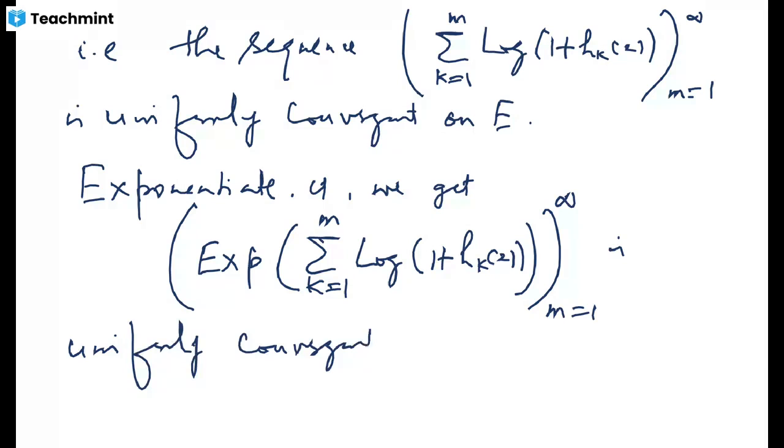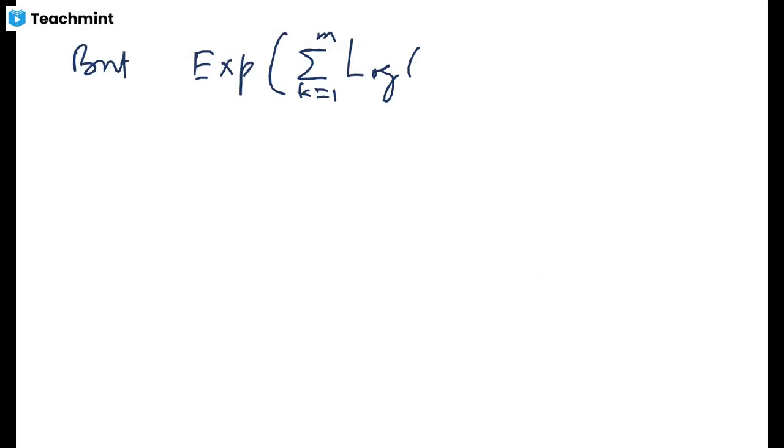This is uniformly convergent to, and to what it converges, and it is uniformly convergent. But let's look at, but what is this number? Exponential of summation k from 1 to m. This is log of 1 plus hkz.